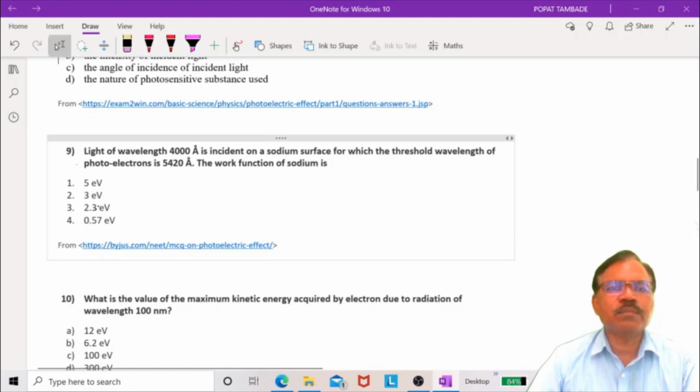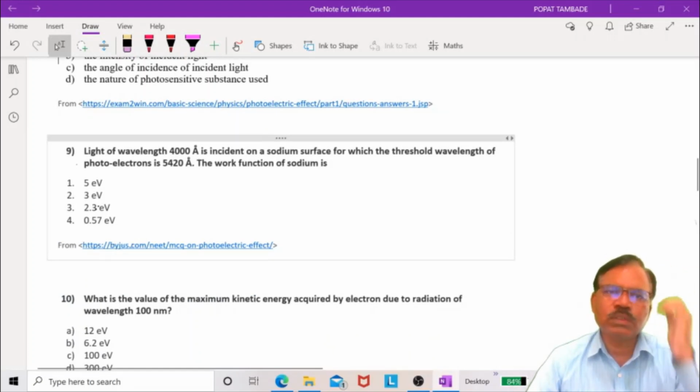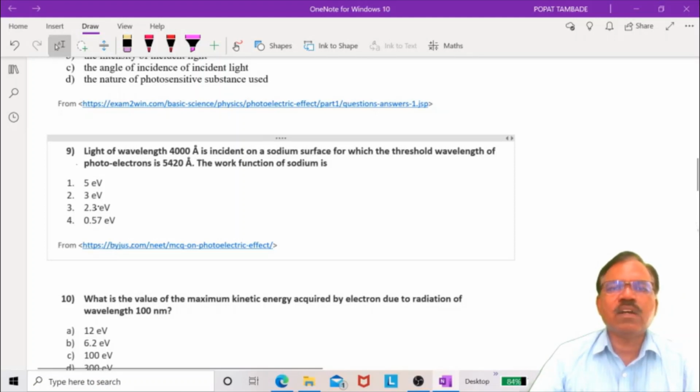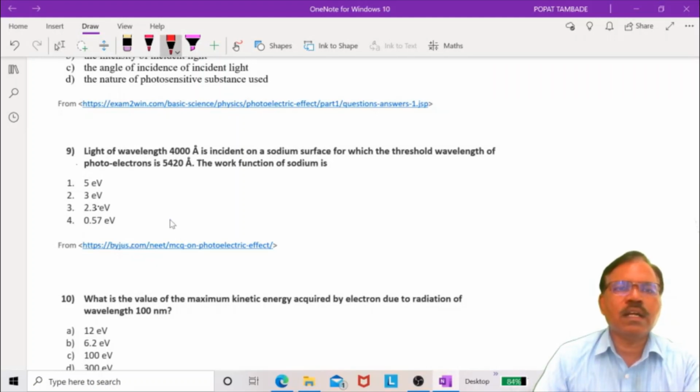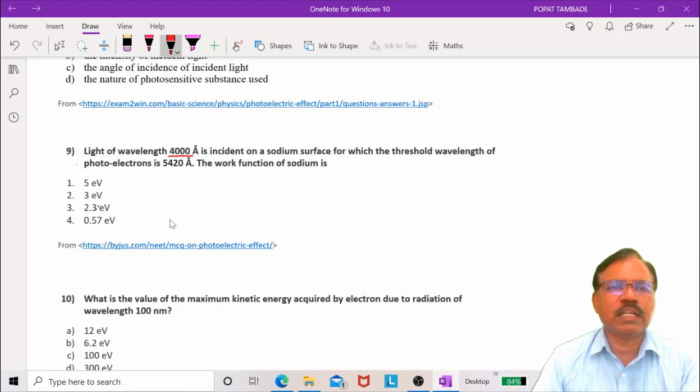Light of wavelength 4000 angstrom unit is incident on a sodium surface, for which the threshold wavelength of photoelectron is 5420 angstrom unit. The work function of sodium is. So here 4000 angstrom unit is the wavelength of incident light, while the threshold wavelength is this one.